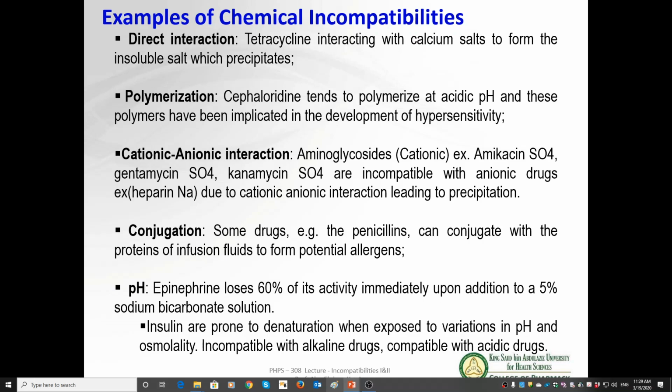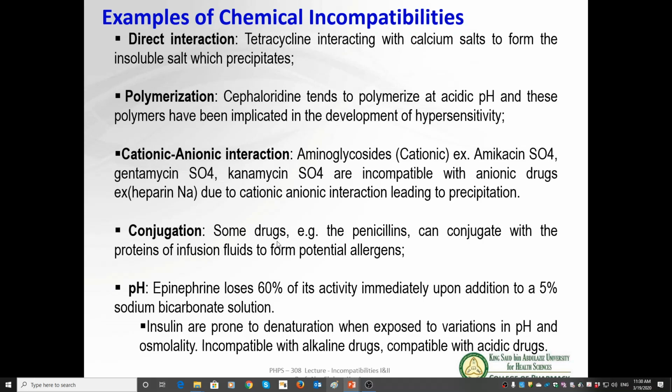Okay. Cationic-anionic interaction. We mentioned this earlier in the sources of interaction. For example, if you mix cationic drugs, for example aminoglycosides, which are usually cationic drugs formulated as sulfate salts, amikacin or gentamicin, kanamycin, they are incompatible with heparin. Heparin is an anionic drug formulated as a sodium salt, heparin sodium. So the cationic-anionic interaction will result in deactivation of both drugs.